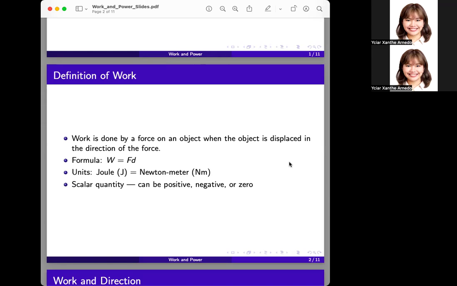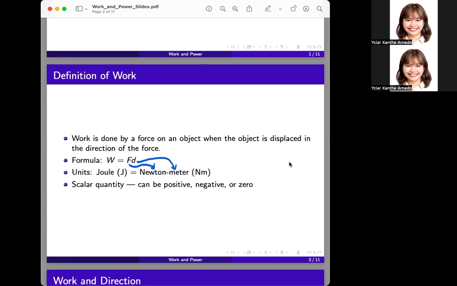So its SI unit is joules, which is also equivalent to newton meter. In here, the force corresponds to newton, while the displacement corresponds to meter. Work is a scalar value. So that means it can be positive, negative, or zero.